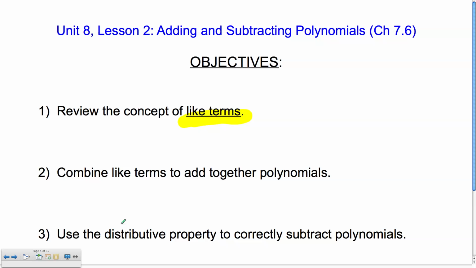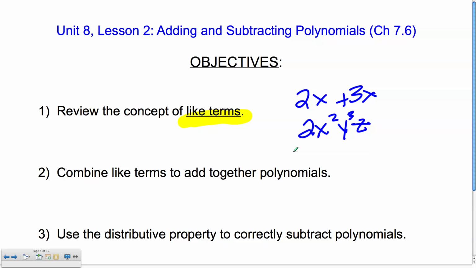What's going to happen today is we're not really going to be talking about the kind of like terms that are like 2x plus 3x. That's kind of pre-algebra stuff. We're going to be talking more today about 2x to the second, y to the third, and then z, and how I can match that up with another monomial that has exactly the same variables with exactly the same exponents so that they would be like terms.